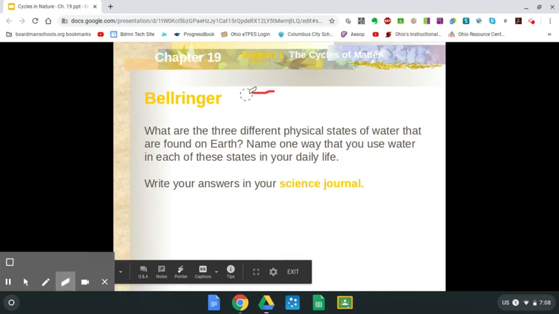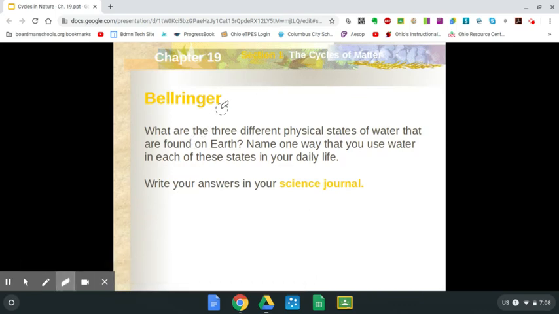The bell ringer, again, this is to get you thinking. So we're talking about cycles. This one is, what are the 3 different physical states of water that are found on Earth? Do some thinking. If you know the states of matter, solid, liquid, gas, where are you going to find water that's a solid, water that's a liquid, and water that's a gas? What are those 3 forms? Yes, ice, water, and water vapor.